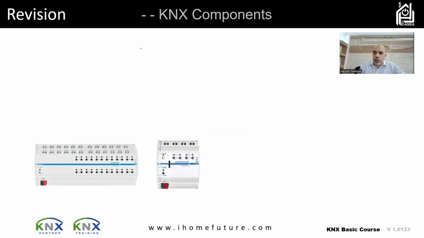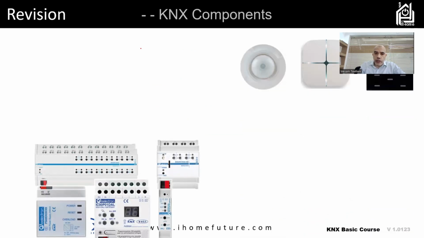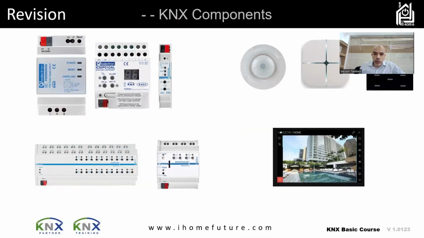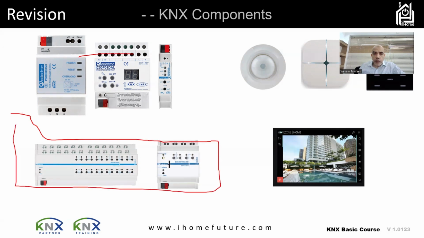What kind of KNX components do I have? We have actuators. So these are the actuators, which will control the load. And actuators normally come with a type of load. So a dimming actuator will be different than a normal relay actuator. It will be different than a shutter actuator, okay? And they normally come with a number of channels. So maybe 4 channels like this one, okay? Or maybe this looks like 12 channels.